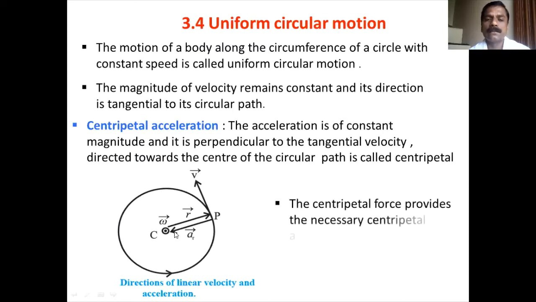You will find this centripetal acceleration is provided by the centripetal force. So this centripetal force provides the necessary centripetal acceleration. So the centripetal force is also acting in the direction of the centripetal acceleration. Okay, so you will get the idea about the uniform circular motion.